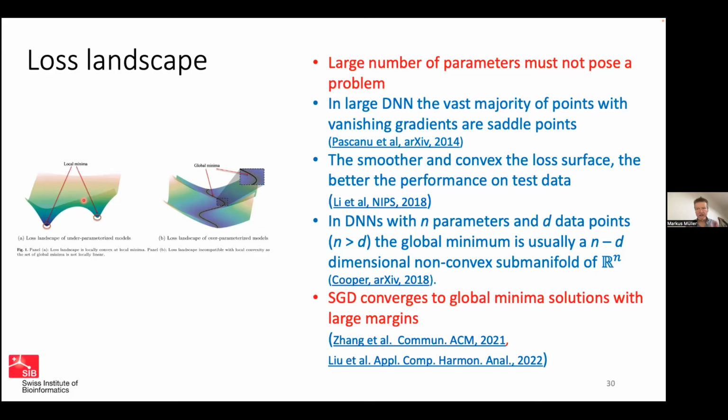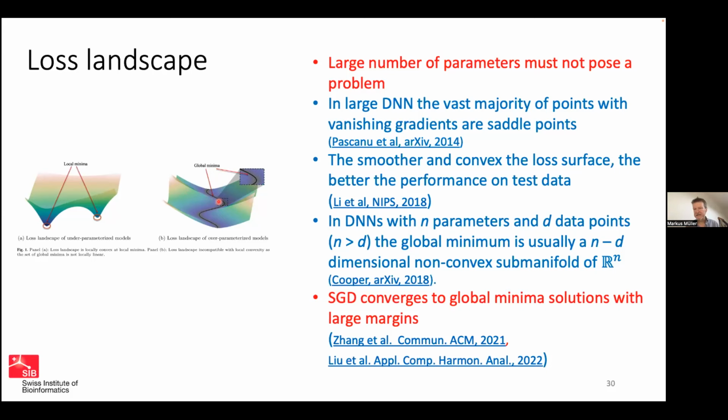underparameterized systems, like we used to have before the neural network, the loss landscape often consists of multiple local minima, which are convex. However, for this very overparameterized system, it turns out, surprisingly, that the loss function almost becomes simpler. Instead of having multiple local minima, it has a few global minima, which correspond to very broad valleys. And the dimension of these valleys is almost as large as the dimension of the whole space. So it's quite easy for gradient descent to find these global minima.